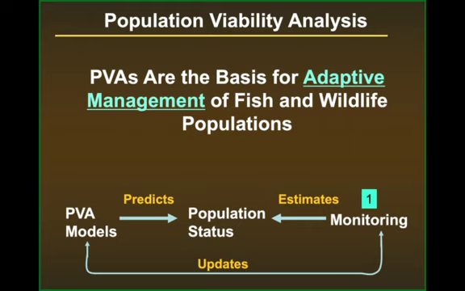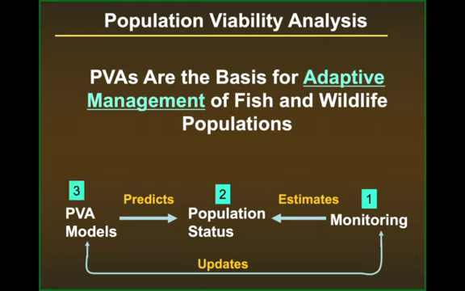The estimates then feed into our initial understanding of what the population status is. Is it increasing, decreasing, stable, or whatever? So that's sort of part two. We use monitoring to come up with estimates of population status and characteristics of the population.